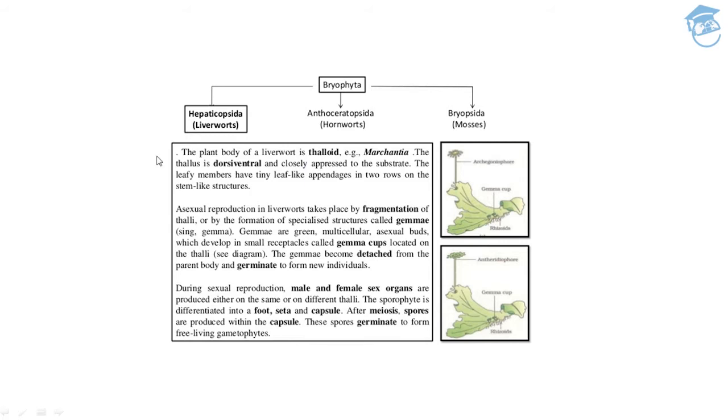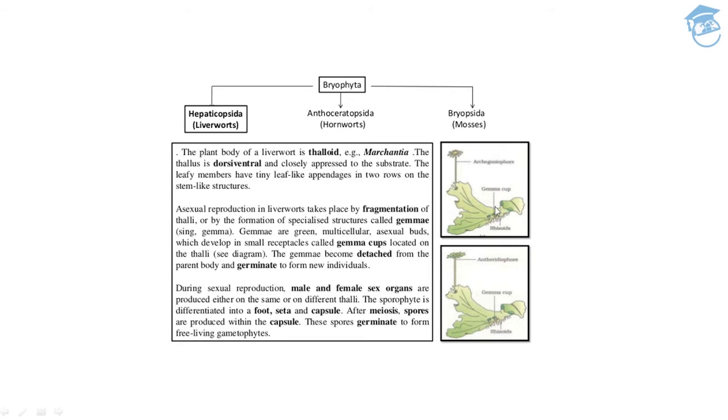The thallus, which is the plant body, is dorsiventral and closely appressed to the substrate. The leafy members have very tiny leaf-like appendages in two rows on the stem-like structure. Asexual reproduction in liverwort takes place by fragmentation of the thallus, and by the formation of specialized structures called gemmae. Gemmae are green, multicellular, asexual buds which develop in small receptacles called gemma cups, which are located on the thalli.